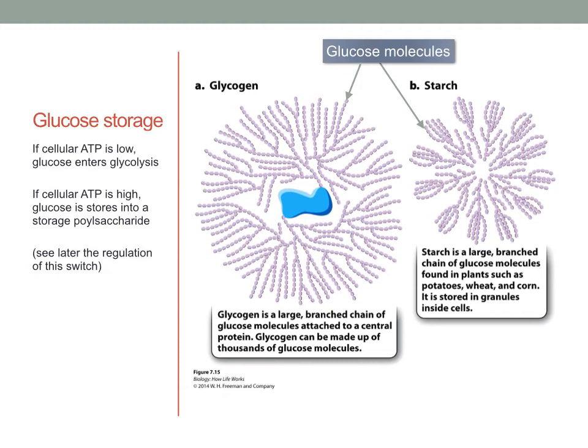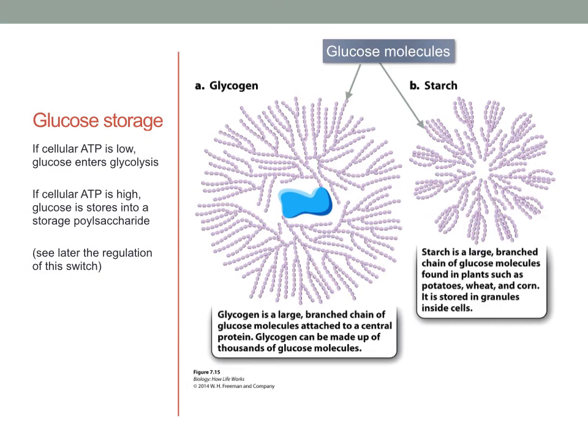So in this case, glucose will rather be stored in larger molecules like glycogen in animals or starch in plants. These are oligosaccharides that will store glucose molecules but make them readily available if you need to obtain energy when you're deprived of glucose.